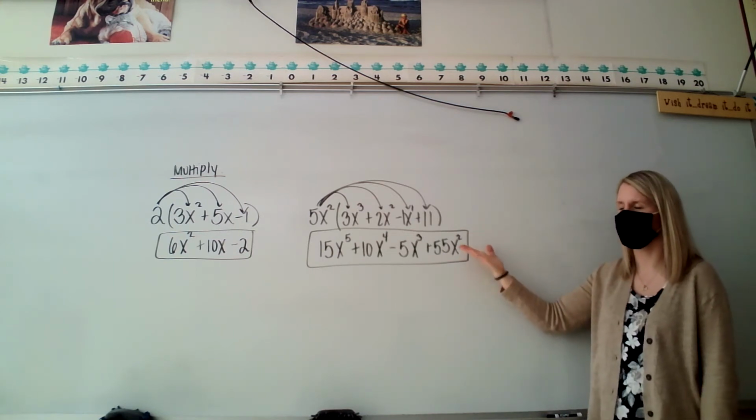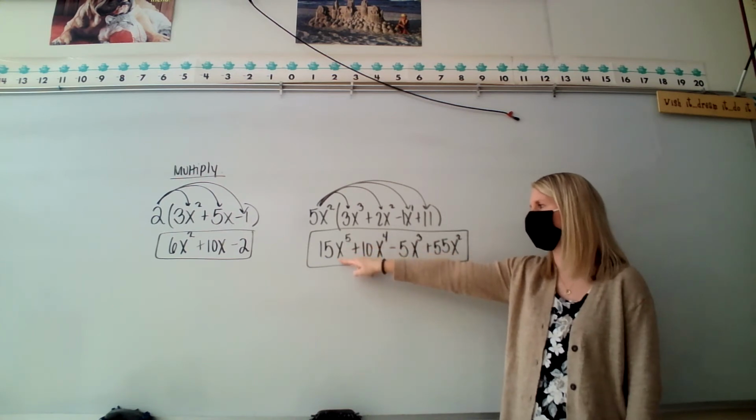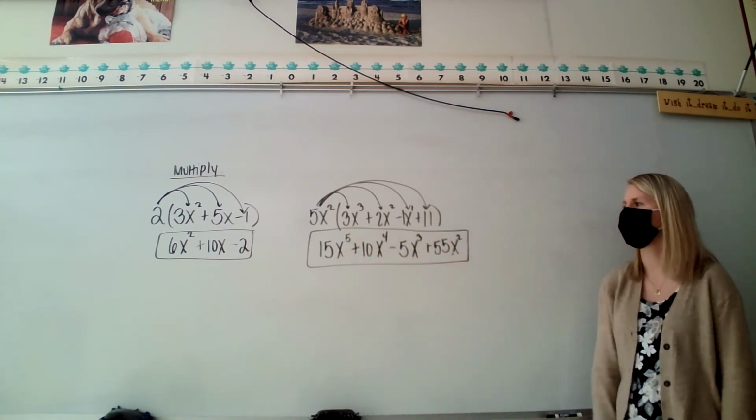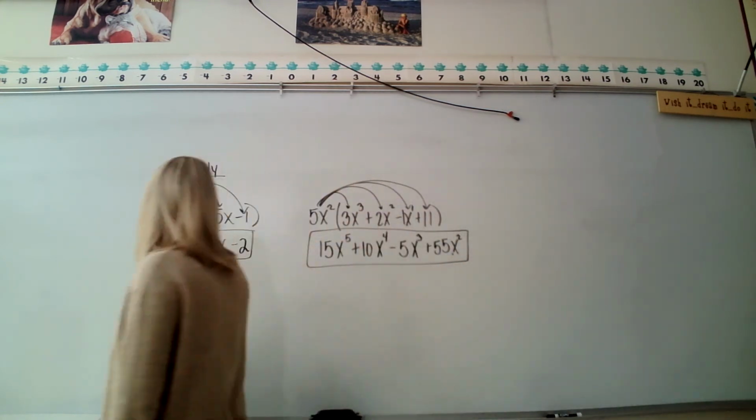And then let's just get used to our names. If we were going to name it, this would be a quintic polynomial with 4 terms. That was a quadratic trinomial. Yeah. We like quadratic trinomials. We see them a lot.